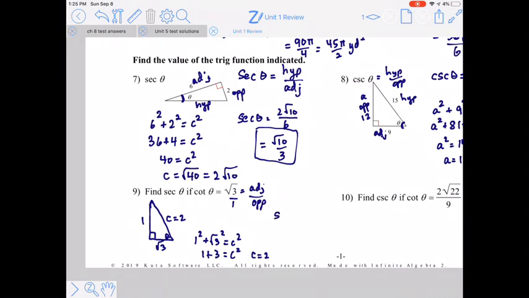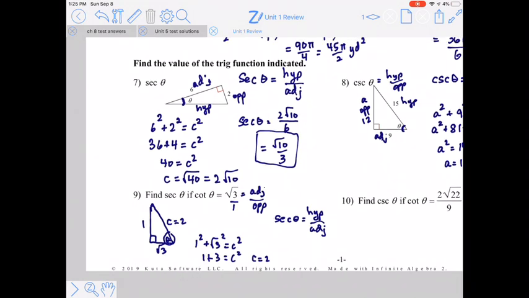And then, by definition, the secant of an angle is hypotenuse over adjacent. And you go back to your triangle that you've drawn here and the adjacent length to that angle. So the hypotenuse is 2 and the adjacent length is square root of 3.